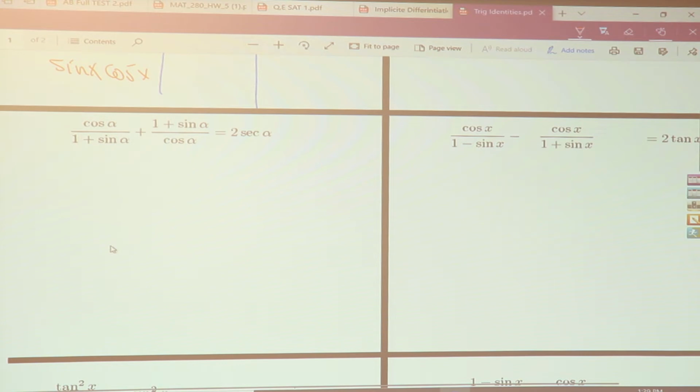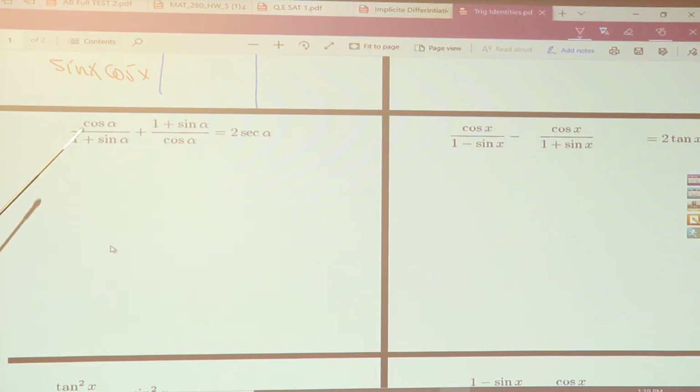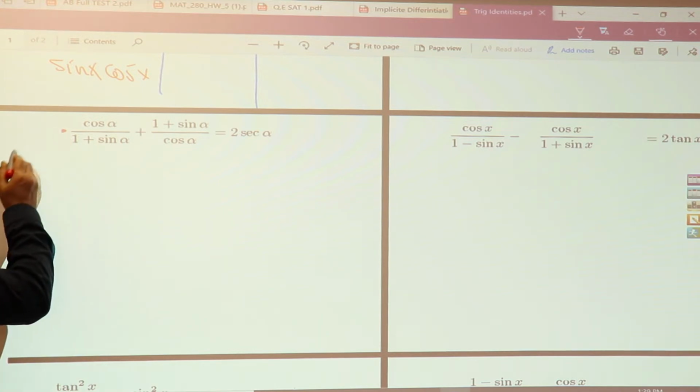Okay, in this problem, I left something here. Look, he wants me to prove cosine alpha over 1 plus sine alpha plus 1 plus sine alpha over cosine alpha equals 2 secant alpha. I left a space here. I explained this in the previous video, the idea of the conjugate of the denominator. You multiply by the conjugate.